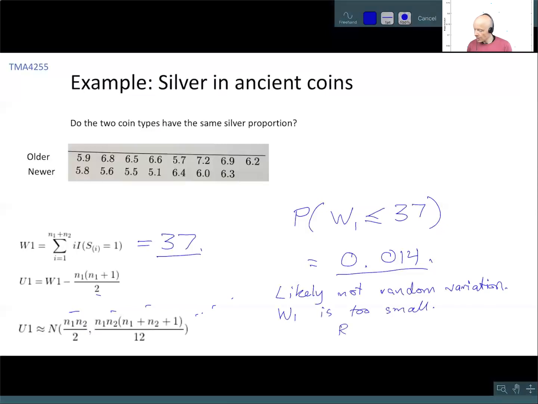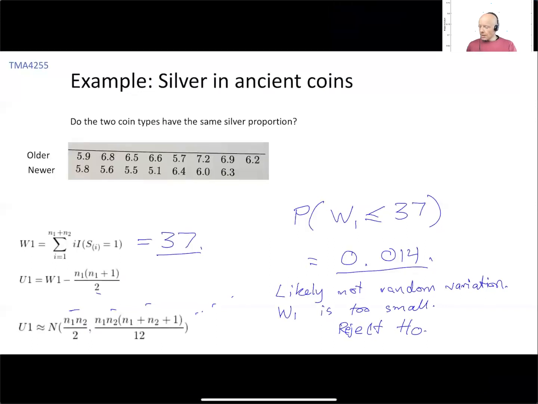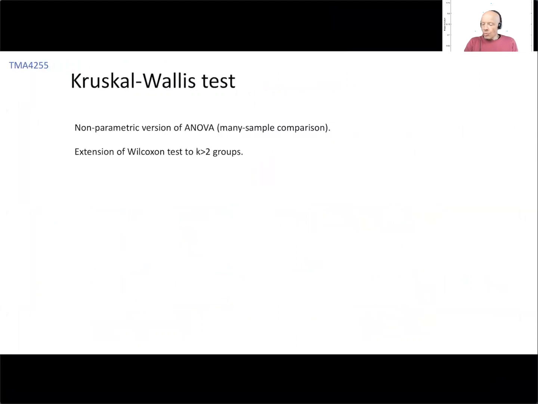So then we reject H0. They are not from the same population. The newer coins have less silver than the older ones. Or it seems at least. There's evidence for this. We can extend this test for 2 samples, 2 more samples, then it's called Kruskal-Wallis test.